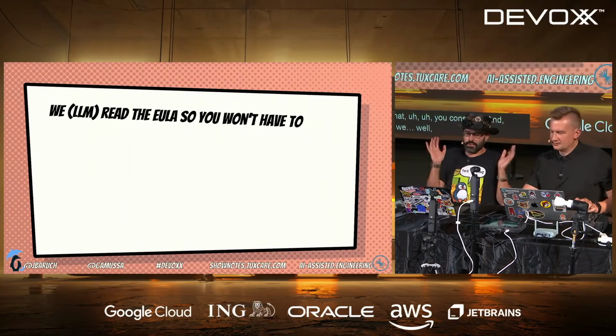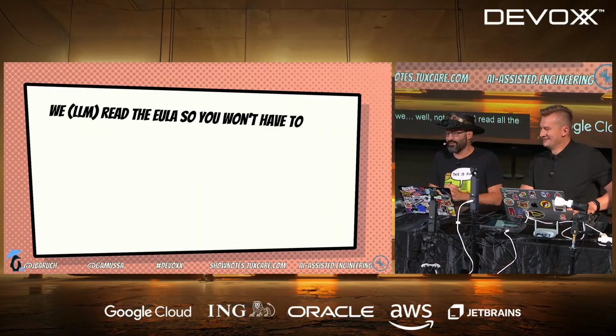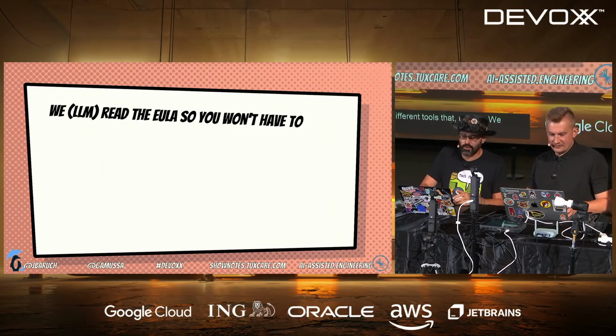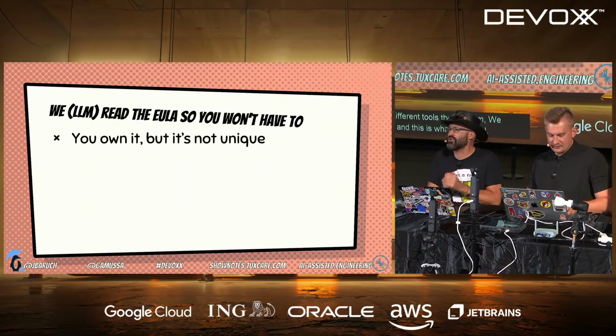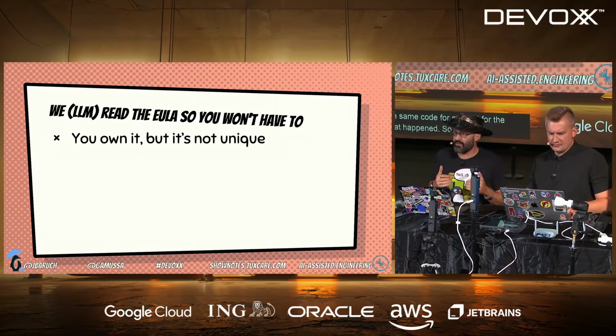Well, not us, LLM read all the end user license agreements of all the different tools that we showed you today, so you won't have to, and this is what we found. The generated code is yours, but no one can guarantee that this code is unique. LLM might end up generating the same code for me and for the next guy. And that's exactly what happened. So you need to be aware of that.